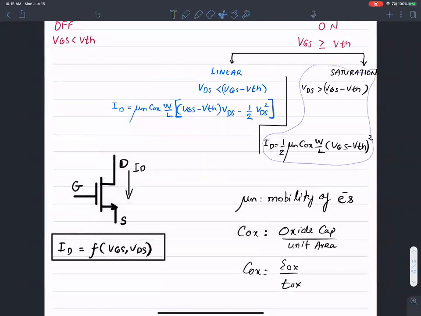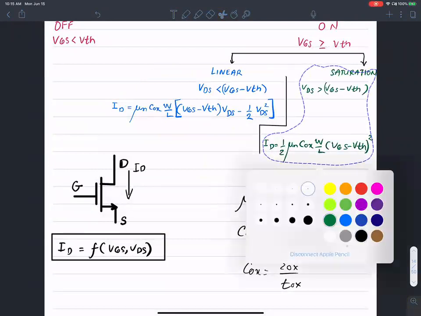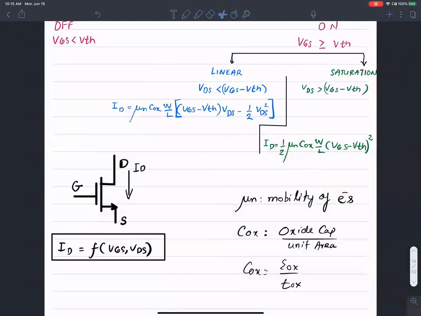When you look at the drain current in terms of the gate source voltage, what's the big difference between the linear region current, which is shown on the left, and the saturation region current shown on the right?